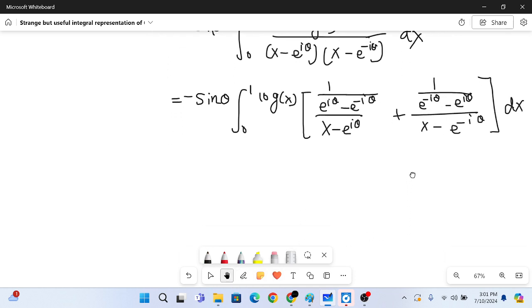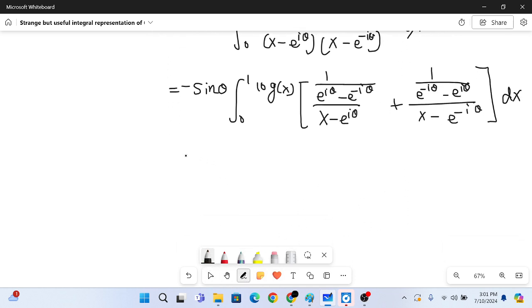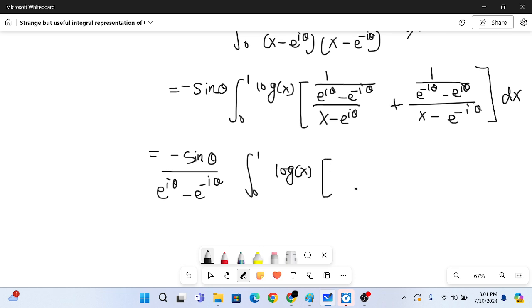It won't really matter. Now this is minus sine theta. I can also take this outside, e to the power i theta minus e to the power minus i theta, integral from 0 to 1 log x. And now this is 1 by x minus e to the power i theta, and minus 1 by x minus e to the power minus i theta, d theta. This minus is because their order is changed over here.